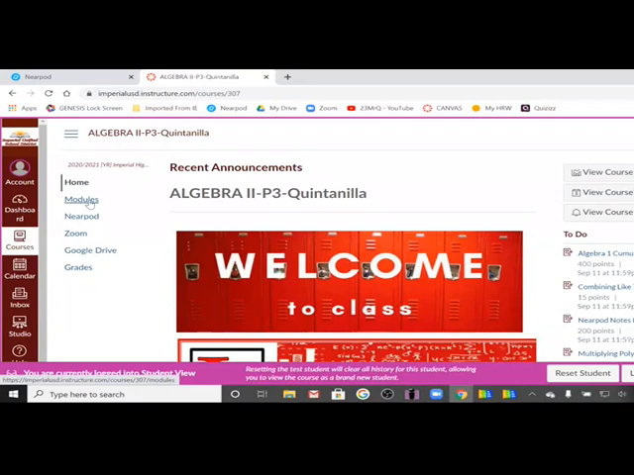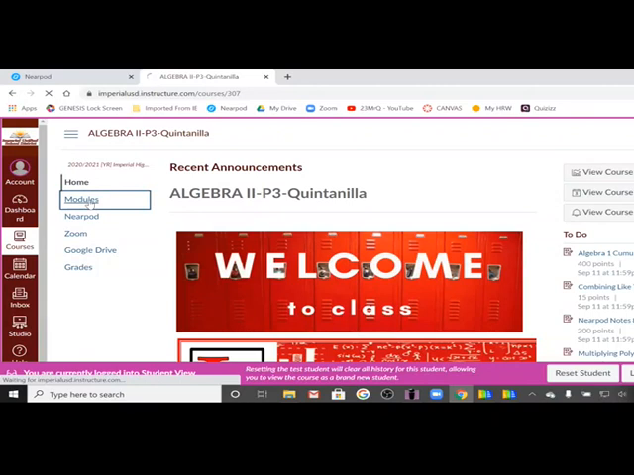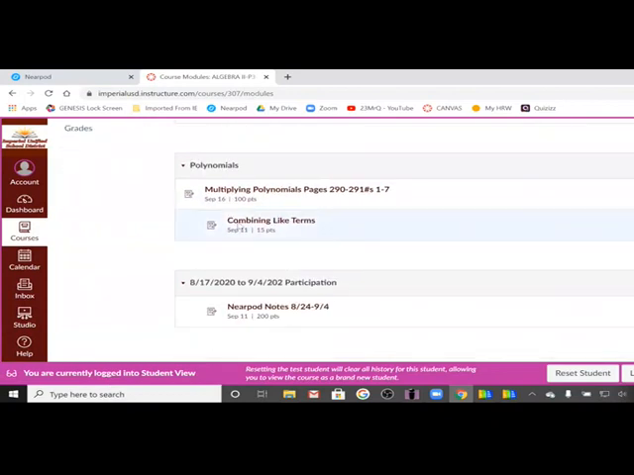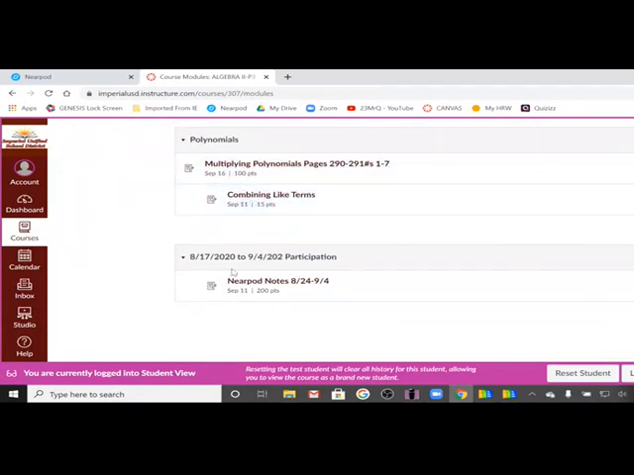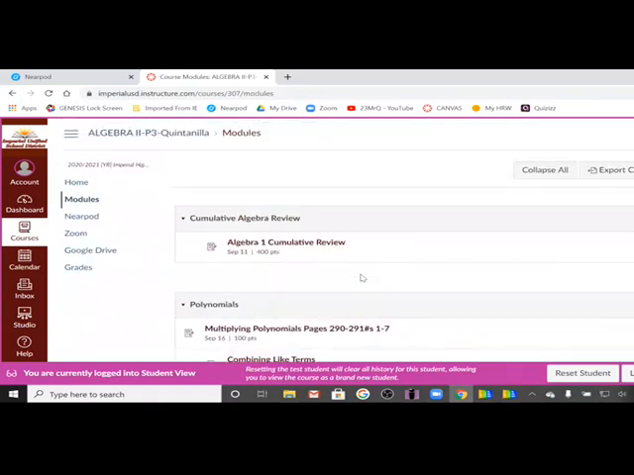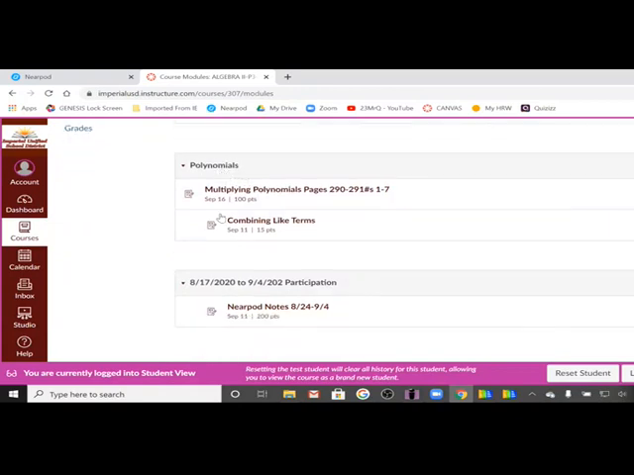However, the one that I want you to go to is this one, modules. When you click on modules, you're going to see some tabs: cumulative algebra review, polynomials, and participation. However, today we're going to submit our home play from last week under the tab of polynomials because we're still on polynomials. Is that correct? Yes, Mr. Q. So the assigned home play last week was what?